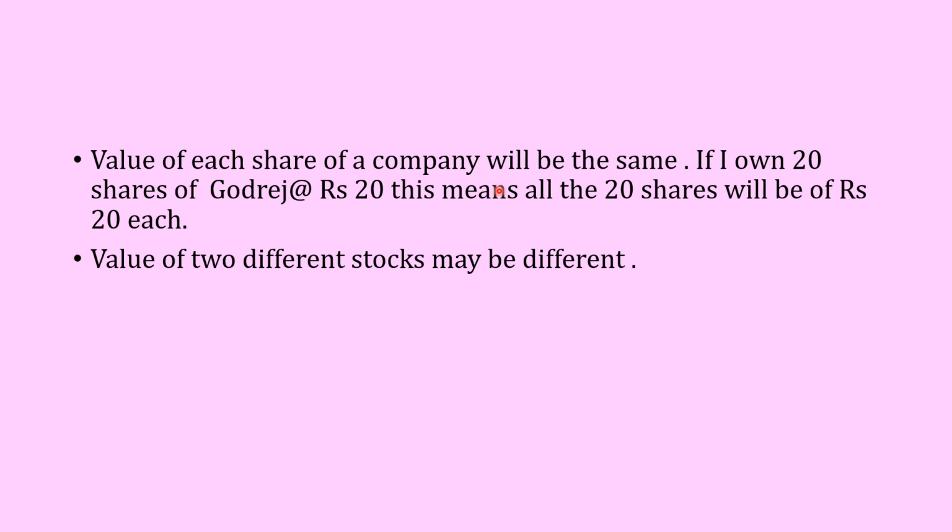The value of each share of a company will be the same. Say if I own 20 shares of Godrej at the rate of rupees 20 each, this means each and every one of the 20 shares will be of 20 rupees each. The 20 shares will be of equal denomination. It cannot be that if I have 20 shares, one share is of 1 rupee, the second share is of 10 rupees, the third share is of 100 rupees. No. If I am owning 20 shares, each share has to be of 20 rupees only.